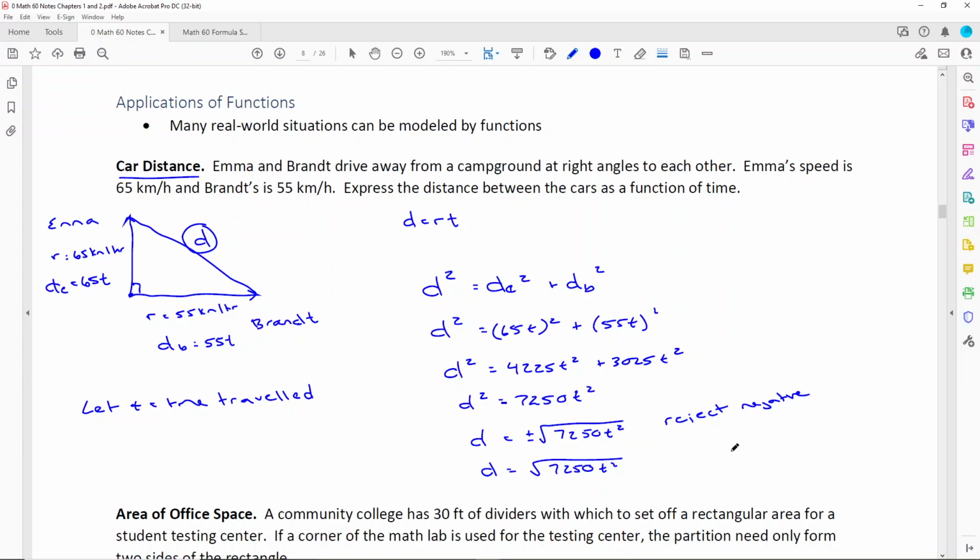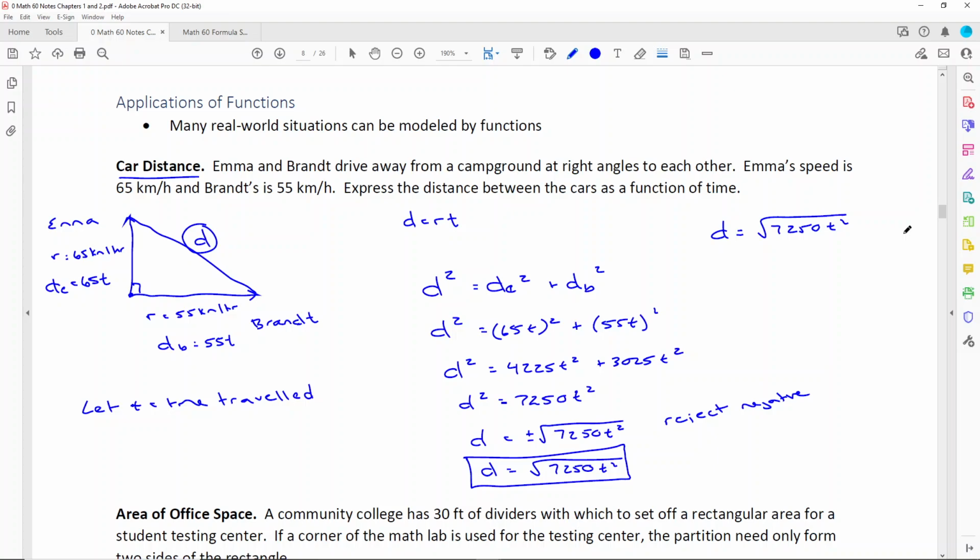And different solutions are always given in different forms. So even though this question never said to round to the nearest tenth, they had that expectation. Sometimes you're going to get to a point like this and wonder, all right, am I done? What more can I do with this? If I was looking at d equals the square root of 7,250 t squared, I'd be thinking either simplify my radical to give an exact solution, or touch my calculator.